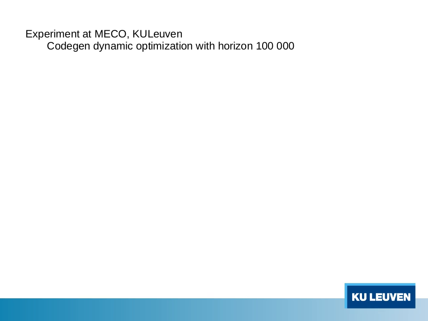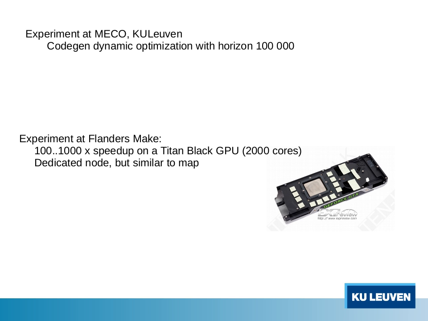Thanks to this map node, we were able to do a parameter estimation problem with a quite large horizon of 100,000. And we were also able to use the GPU with OpenCL. So for some applications, we got like 100 to 1000 times speedup with a quite decent GPU.